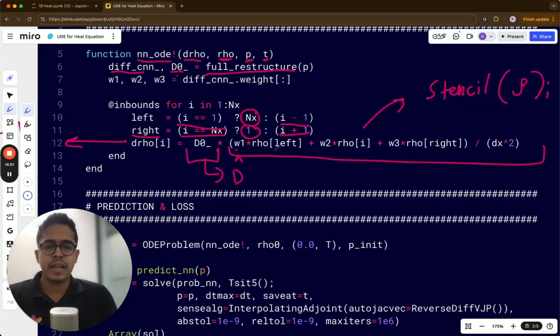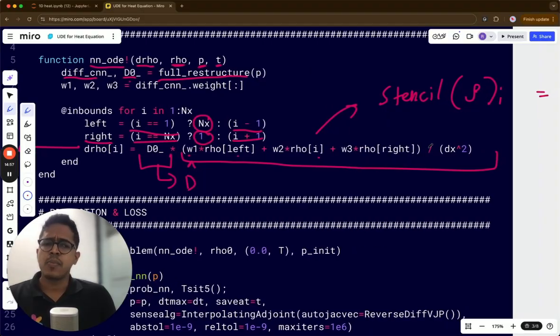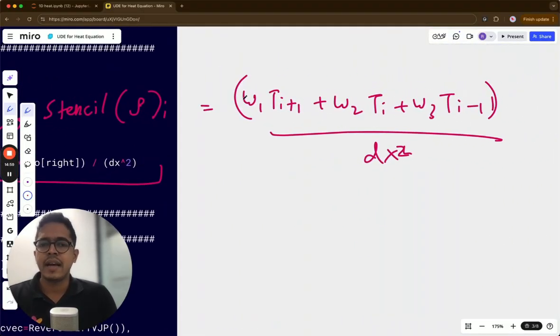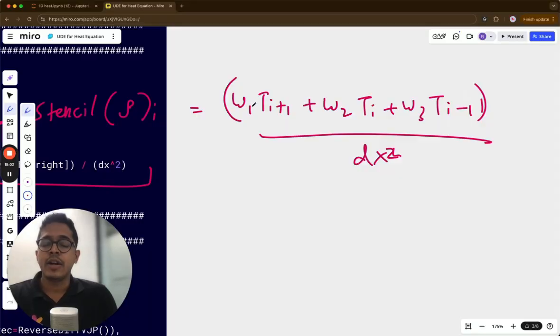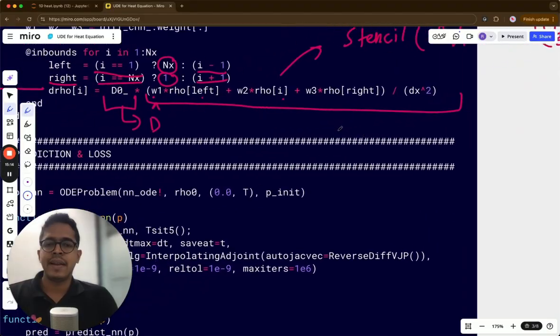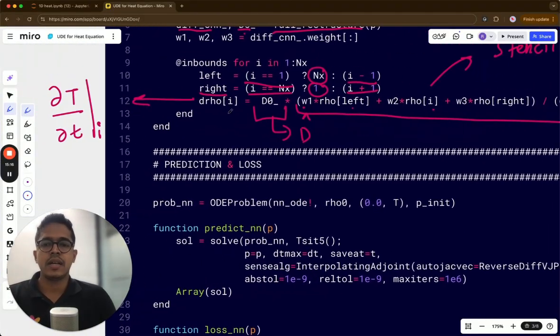So W1 times rho left, W2 times rho current, and W3 times rho right. So there is a small difference from what I have mentioned here. I have written W1 times Ti plus 1. So here the way the code is written is W3 Ti plus 1, W2 Ti, and W1 Ti minus 1. Both are fine. Both are completely valid, and divided by dx square. So this is our stencil.